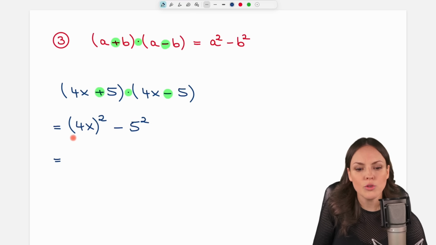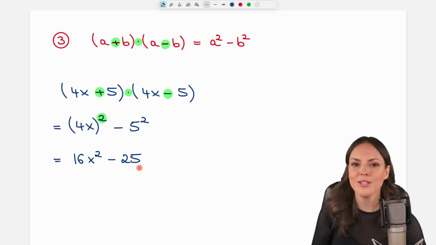And now we only have to simplify this. Let's square. 4 squared equals 16, x squared here as well. And we subtract 5 squared, that is 25, and this is our result.